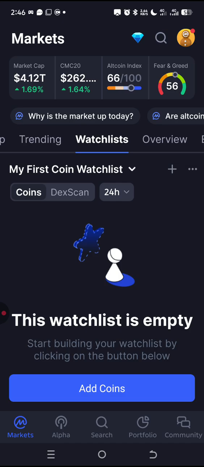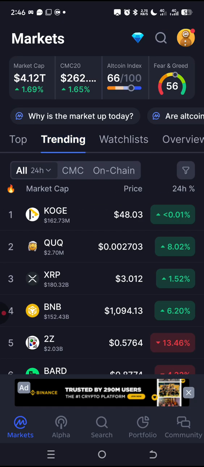These are coins where if you have any coin here, it means I need to add it. I am monitoring that particular coin because I bought it and I'm seeing how it is performing. But the basic place is the top coins and the trending coins. There's a whole lot happening here.